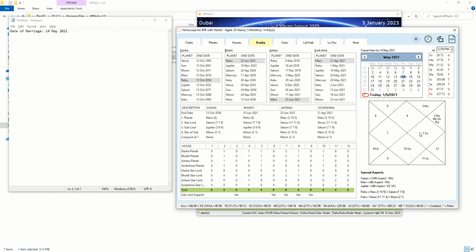I hope you understood the concept. You can apply the same logic for any event. Take any major event and check the DBA. First check the promise, check the DBA, and finally look at the transit, whether the transit agreed to the event. If that is the case, the time of birth given is accurate.